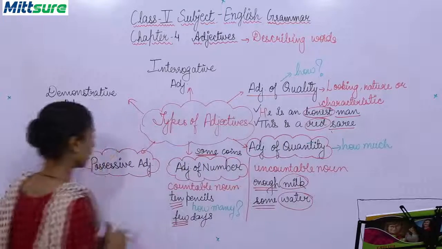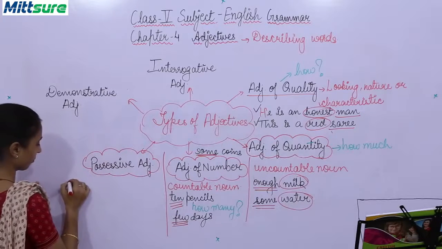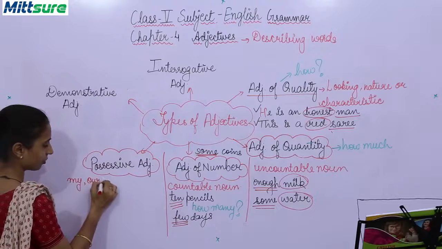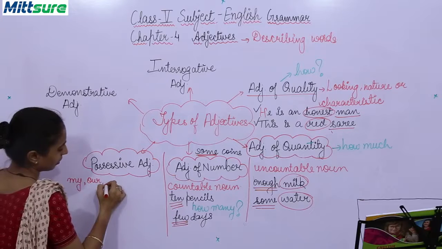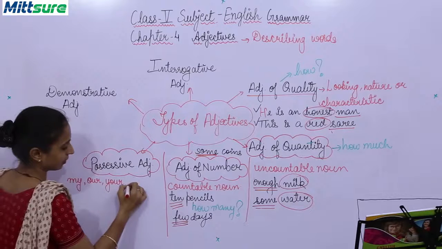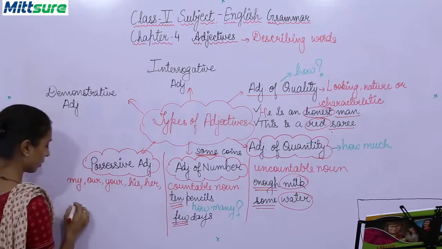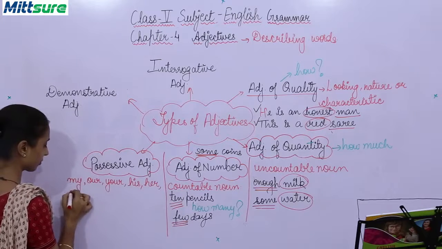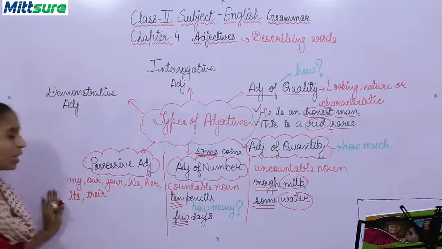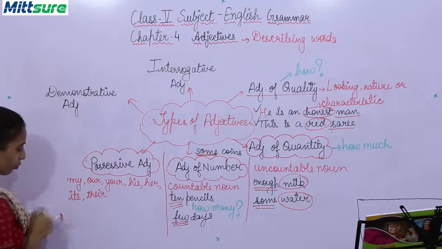So, the first word I would like to write is my, our, then your, his, her, its, their. These are possessive adjectives. Now, what are possessive pronouns?